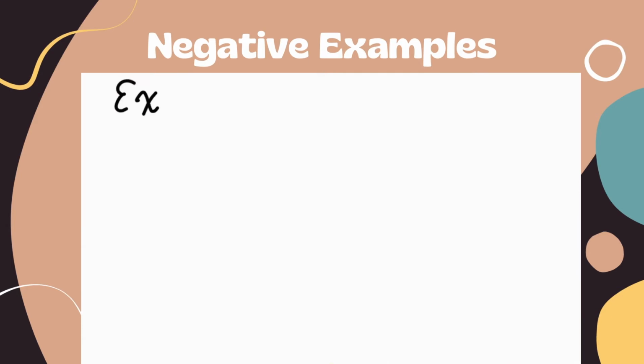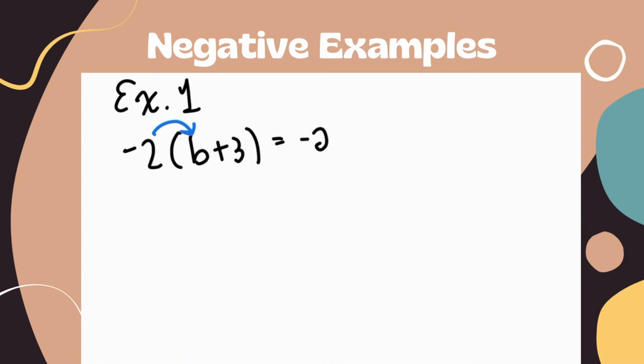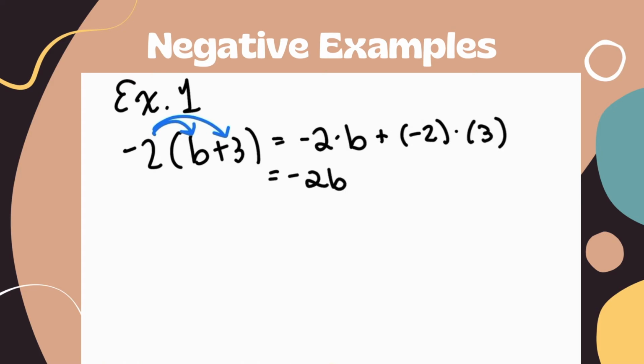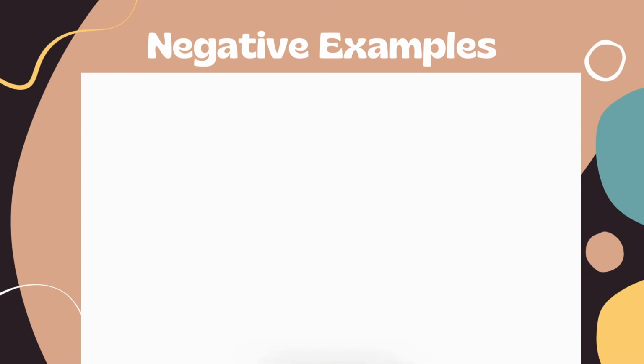Distributing a negative number is the same thing as distributing a positive number, except we have to remember to account for the sign. So in this example, we have negative 2 times the quantity of b plus 3. We distribute the negative 2 into all terms inside the parentheses, and we get negative 2 times b plus negative 2 times 3. Don't forget to draw those arrows so you don't forget any of those terms inside the parentheses. So we get negative 2 times b plus negative 2 times 3, which simplifies to negative 2b minus 6.